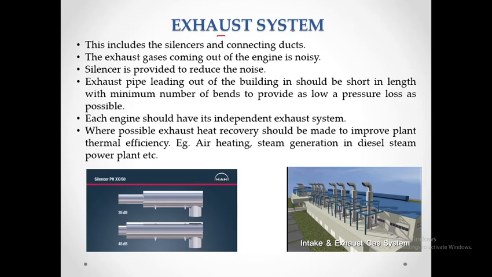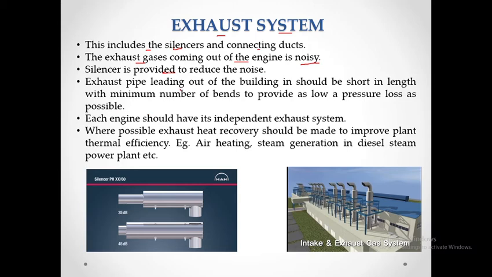Next is the exhaust system. This includes the silencers and connecting ducts. When the exhaust gas is removed, the unburnt gases go out through the silencers. The exhaust gases coming out of the engine are noisy, so to avoid that noise we again have to use silencers. We know that a silencer is used to reduce noise.